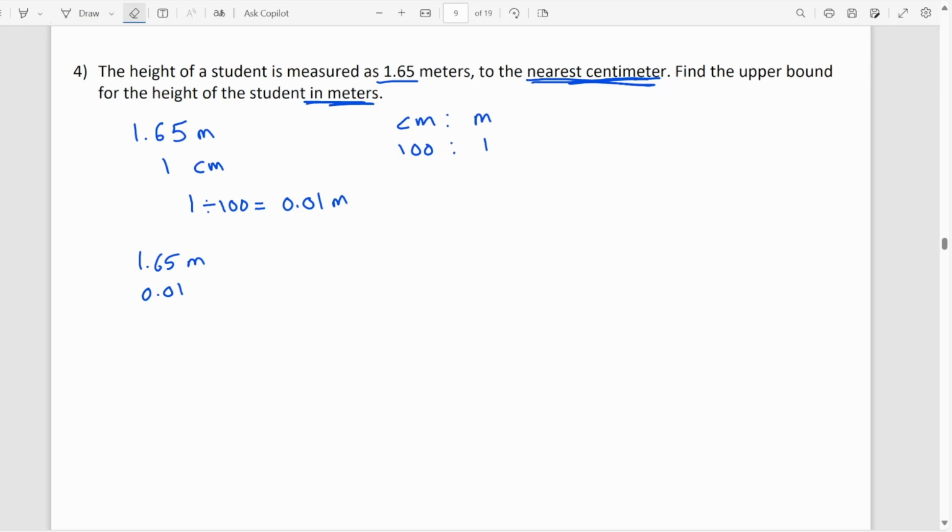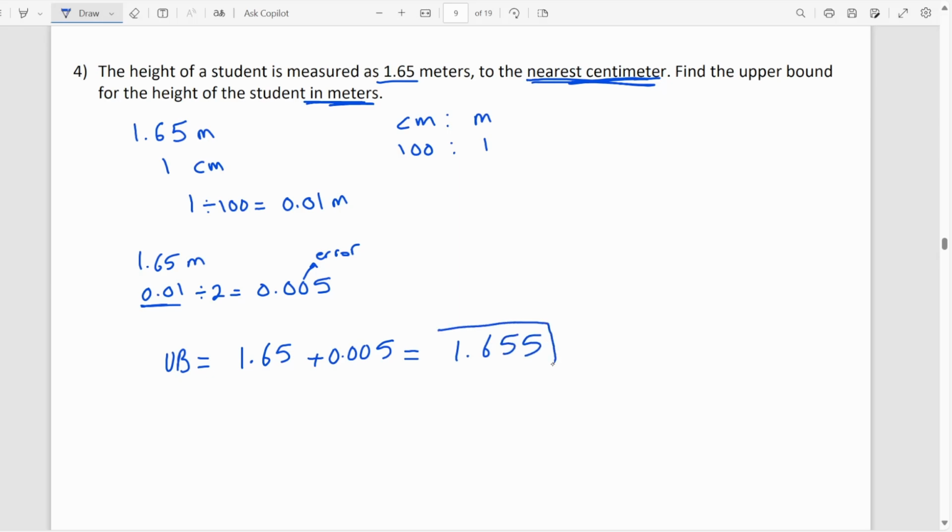So this right here is the unit of round. We'll divide it by 2 and we get 0.005, okay? So this is my error. So now they want the upper bound. So the upper bound is basically 1.65 plus my error. And we get 1.655, okay? So that's it. So, of course, this is in meters.